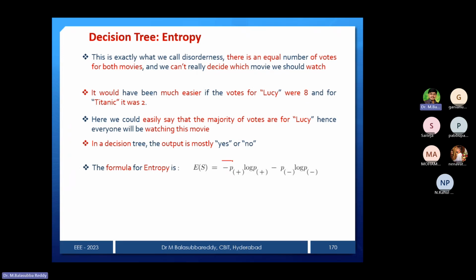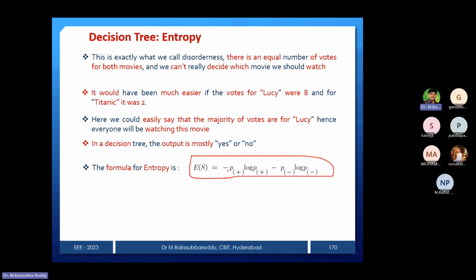So minus P of the positive class, and then minus the probability of the negative class times log base 2 of P. Using this formula, we are able to identify the entropy value.